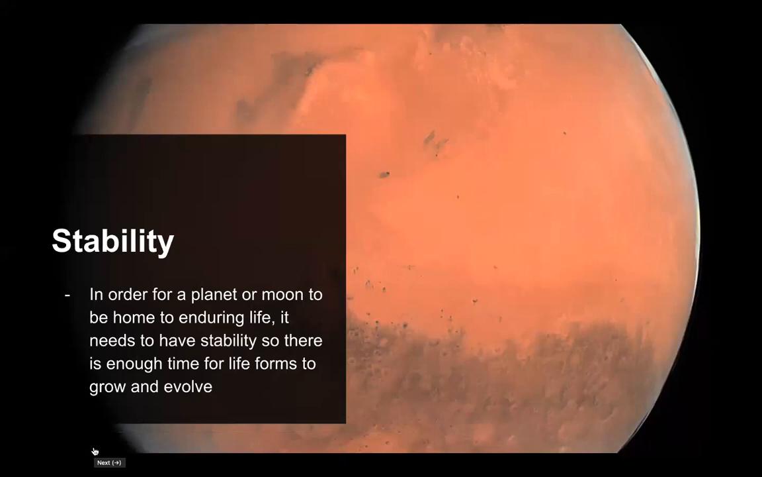A planet cannot carry life if it is constantly being hit by asteroids or constantly having huge volcanic eruptions. Life needs time to grow, multiply, and evolve. If it is constantly being wiped out, it is likely that life won't last long on a planet or a moon.